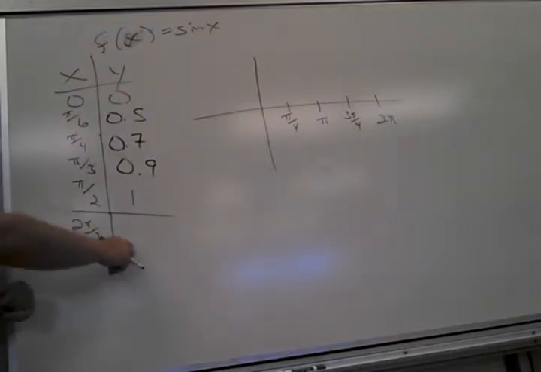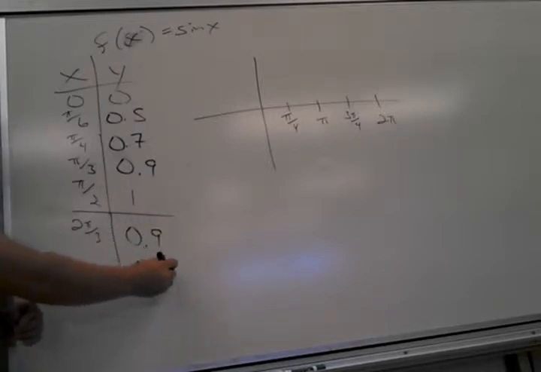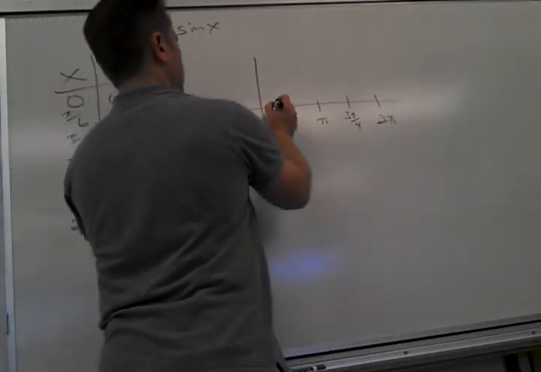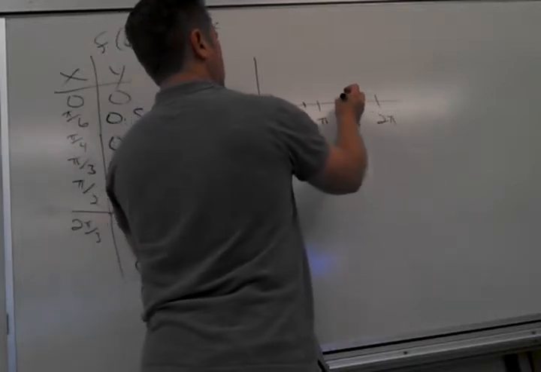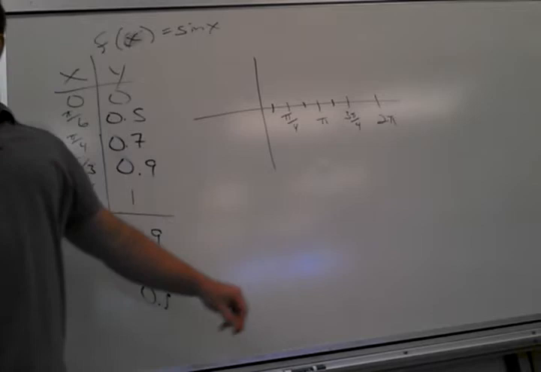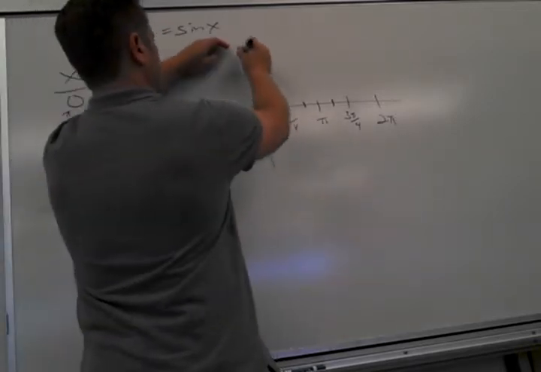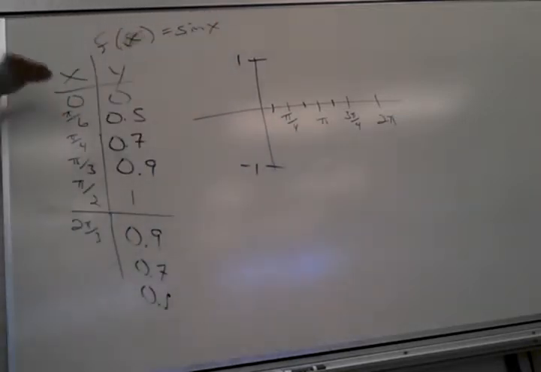And what's it going to do back here then? Go back down. 0.9, 0.7, 0.5, and so forth. Okay, so here's pi over 3 roughly. I'm sorry, pi over 6, pi over 3, 2 pi over 3, and so forth. The most it's going to be is 1, and the least it's going to be is -1. So at 0, it's 0.